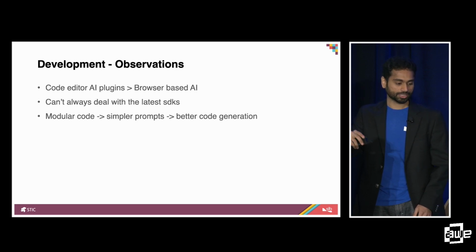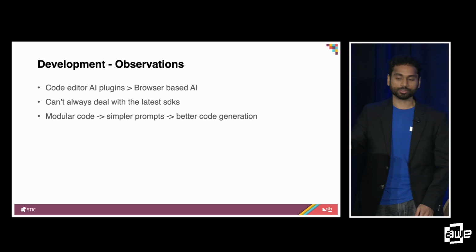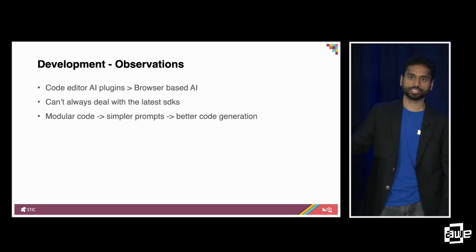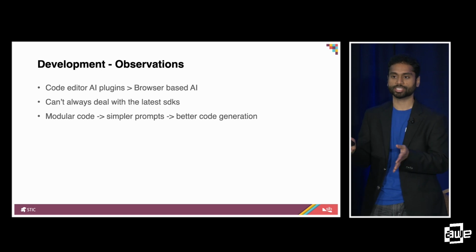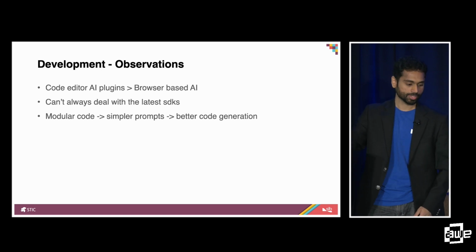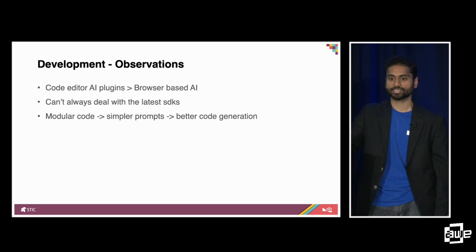So some observations with development. Code editor AI plugins are always better than using browser-based AI because they can use your code base as context to give you better results. And like I mentioned, it can't always deal with the latest SDKs. Sometimes it gives you wrong results, especially if an SDK had been updated very recently. And modular code leads to simpler prompts, and it leads to better code generation as well. So even more reason to have modular code now.